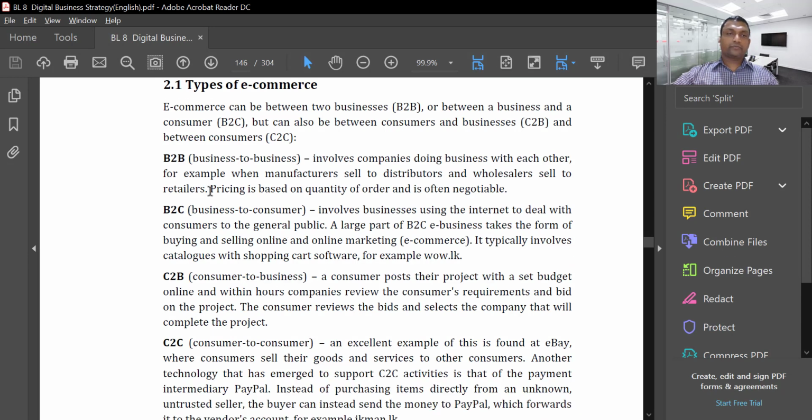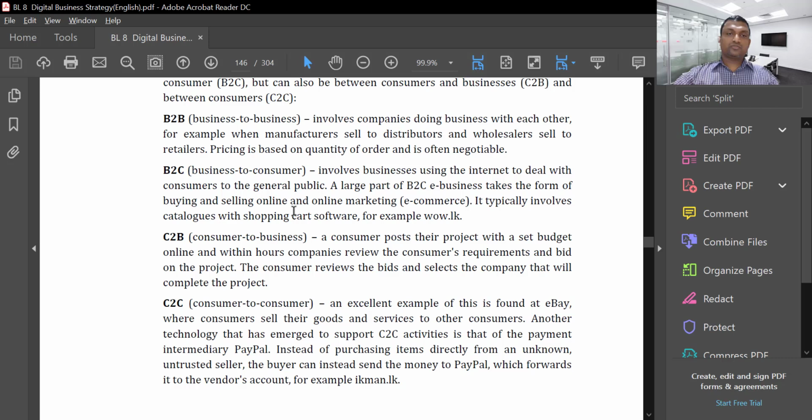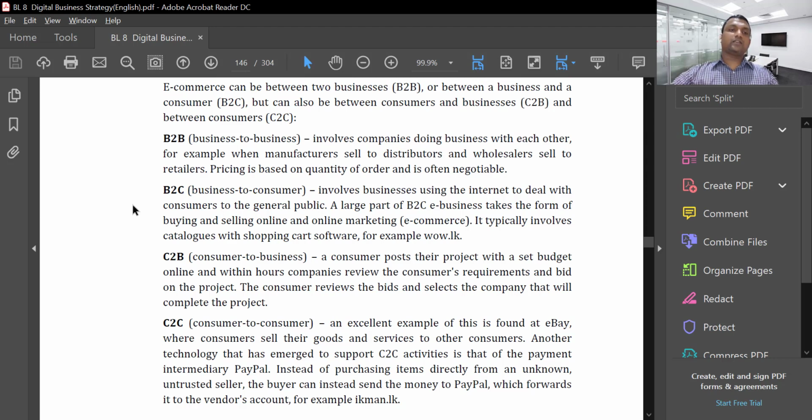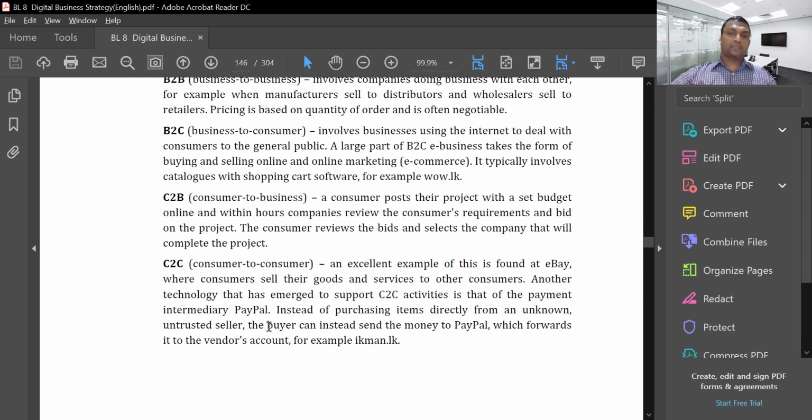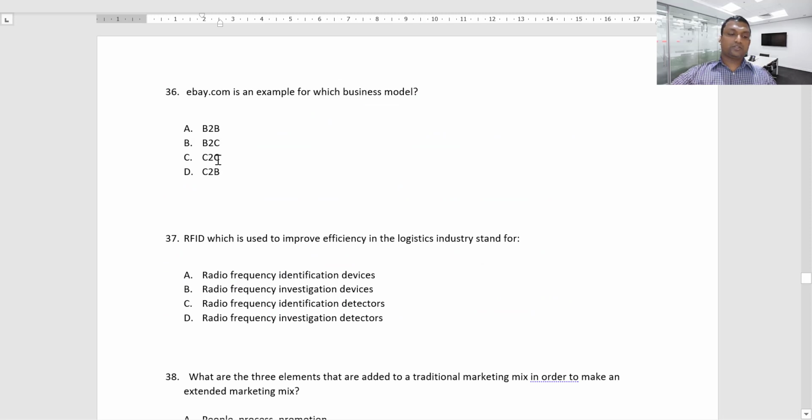So the types of e-commerce models we have are business to business, business to consumer, consumer to business, and consumer to consumer. As we discussed, e-commerce websites can operate in all these formats. With the example of eBay, any individual can put their item up to be sold on the website. Anyone who sees it can make the payment and buy. So a person who is selling is also a consumer. It's not an organization that makes the product. The person who is buying is also a consumer. So this is a consumer to consumer business. An excellent example is found at eBay, where consumers sell their goods and services to other consumers. So the answer here is consumer to consumer.